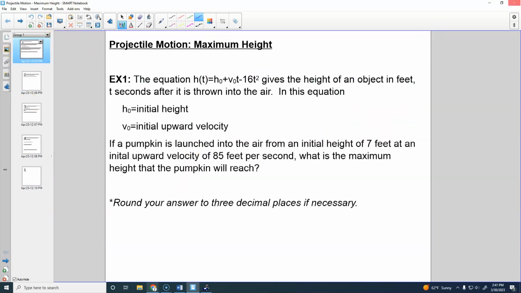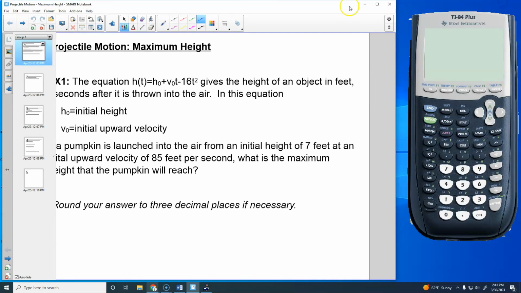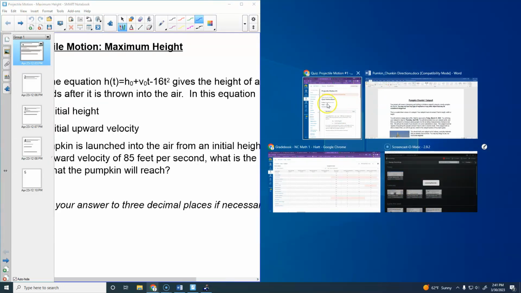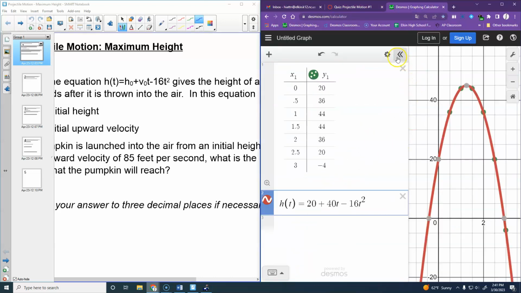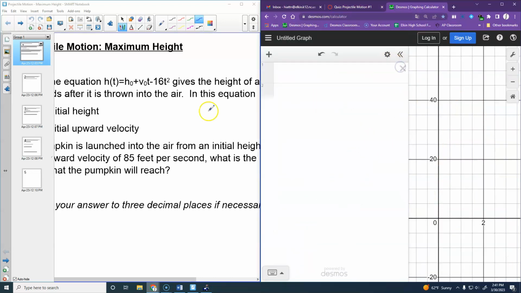All right. Okay, I am going to split screen this. You can pull up Desmos. We're going to need it. I'm going to clear out what we had already.